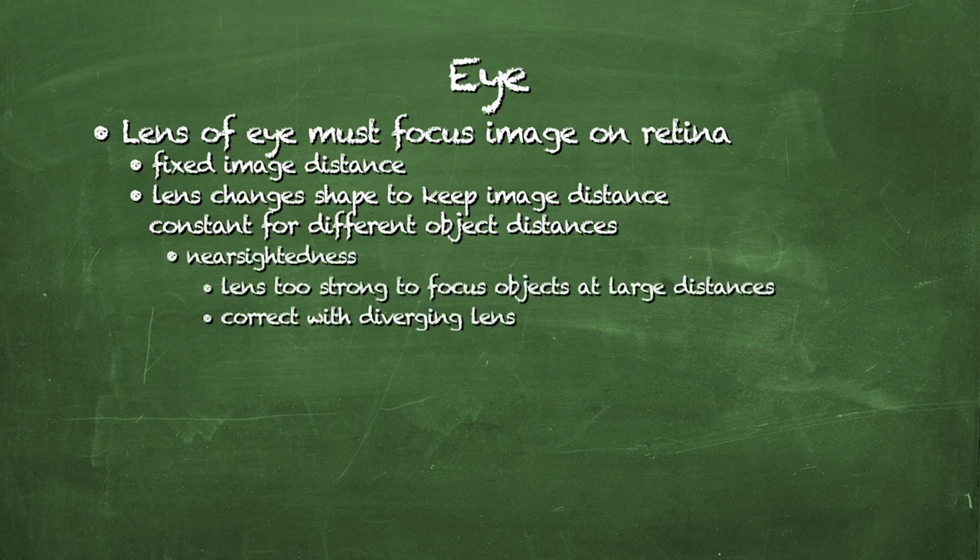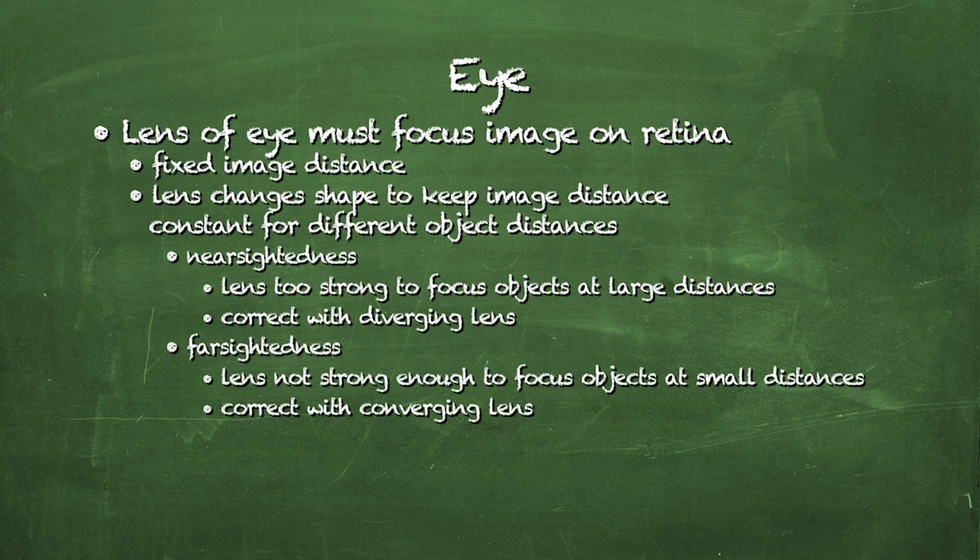If you are nearsighted, then that means that your lens is actually too strong to focus on objects at large distances, and we can correct that with a diverging lens, a negative power lens, to reduce the power of the lens of your eye and allow you to focus on objects at a large distance. If you're farsighted, that means that you're not able to focus on objects at small distances, and that is corrected with a converging lens or a positive power lens, which allows the light to focus from objects at shorter distances.